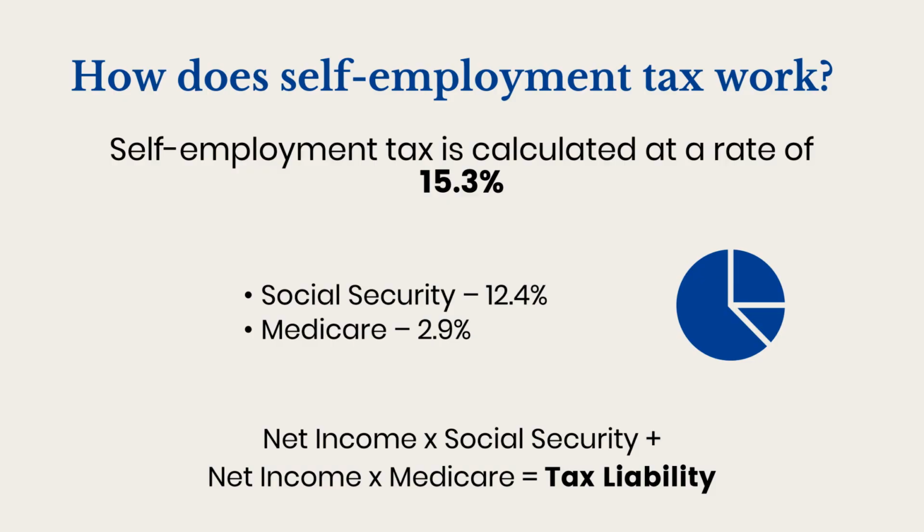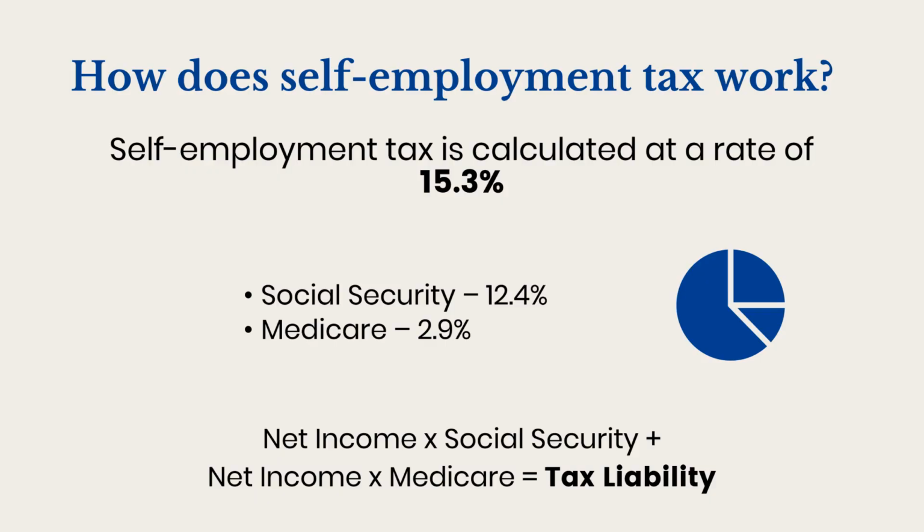Self-employment tax is calculated at a rate of 15.3%. This comprises two components. The first is Social Security at 12.4%. The good news is that Social Security tax only applies to income up to a certain threshold, called the Social Security wage base limit. Check the IRS website for the current wage limit. Income beyond this threshold is exempt from the Social Security portion.